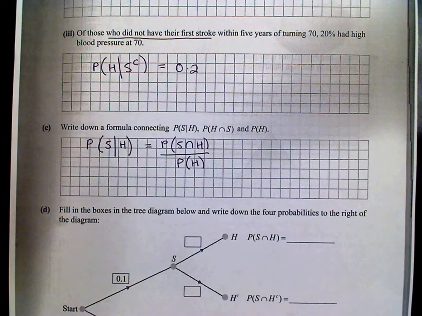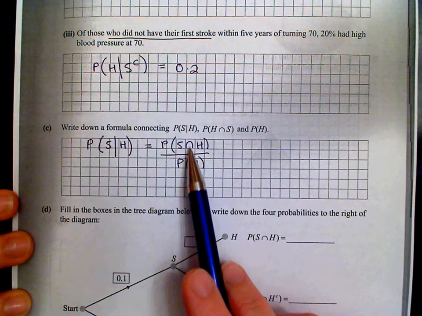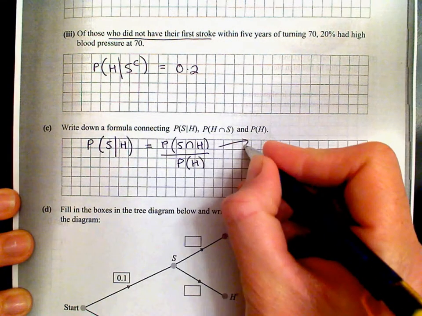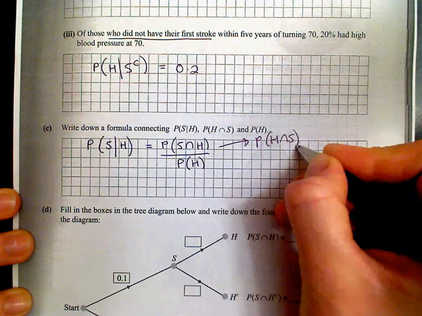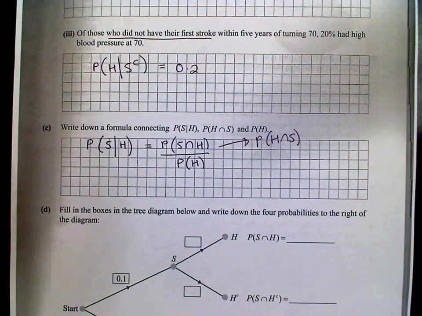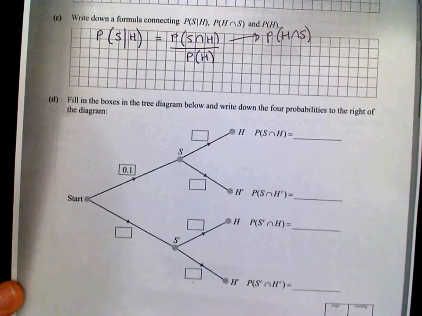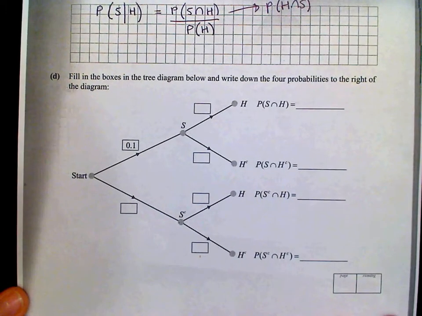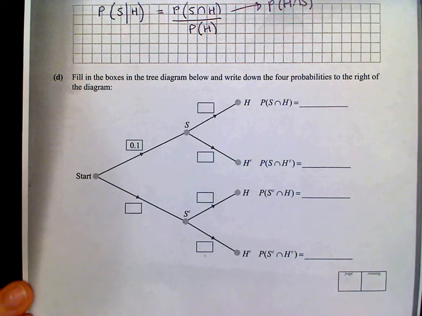And so that's your formula for your conditional probability. Now just note there also that stroke intersection high blood pressure is the exact same thing as the probability of high blood pressure intersection stroke. Okay? Now in part D of the question, fill in the boxes in the tree diagram and write down the 4 probabilities to the right of the diagram.